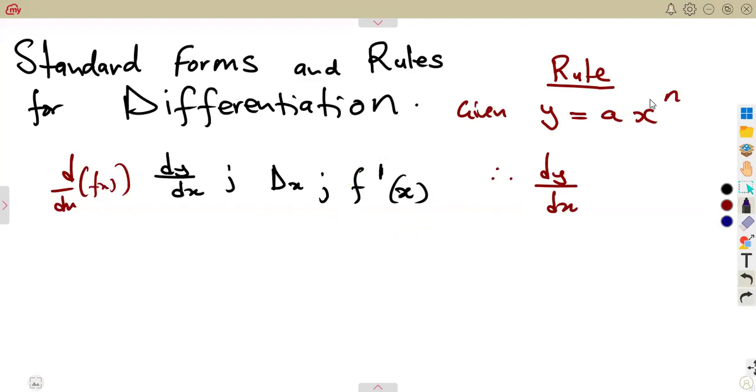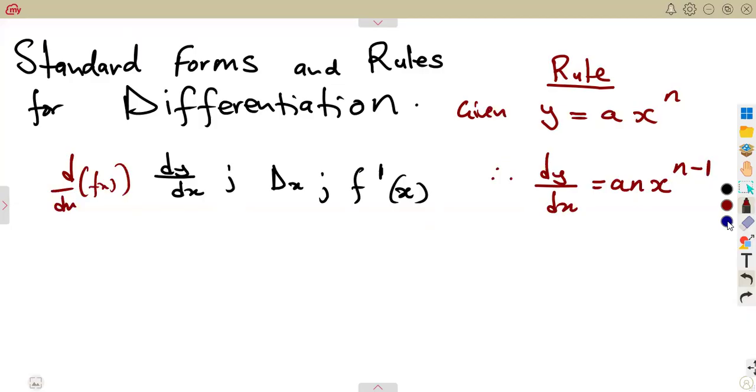All right. So we drop the exponent here to multiply the number that you're given. The exponent multiplies the number, then you subtract 1. It's a rule that you're supposed to follow. So it's equal to anx to the exponent of n minus 1.